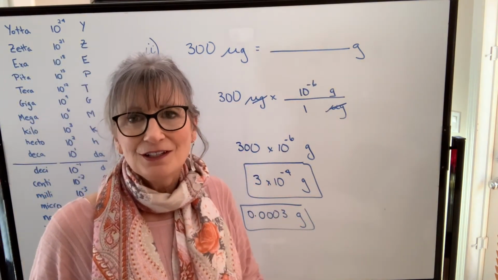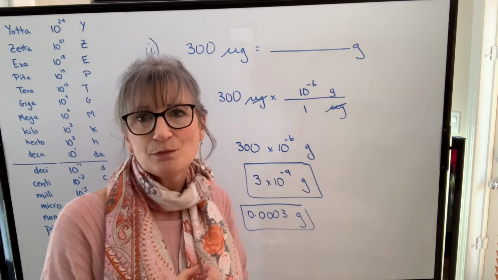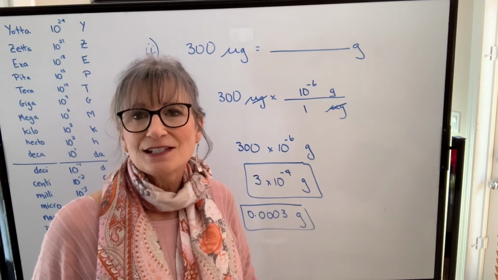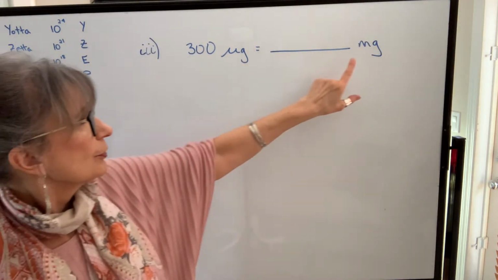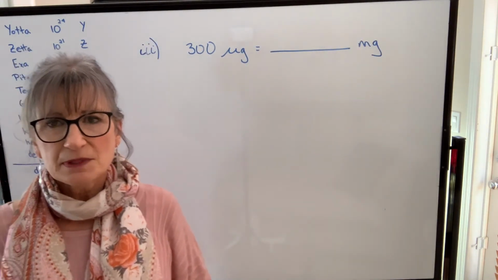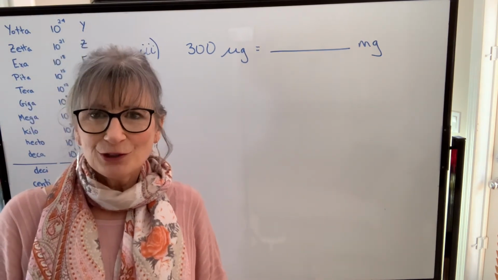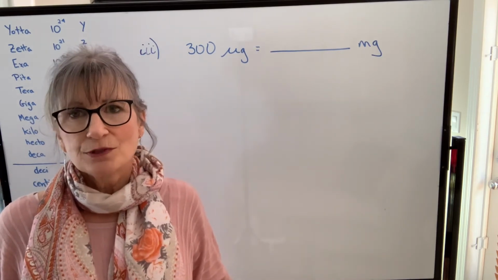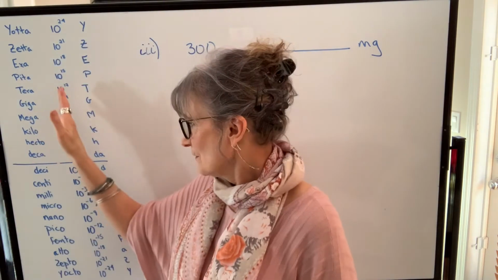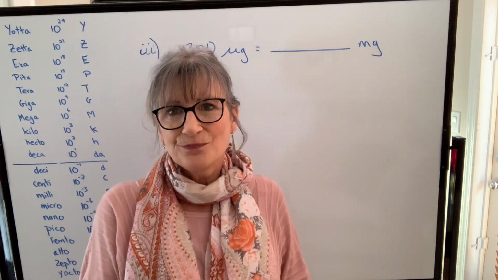But often you're going to be going from one prefix metric unit to another prefix metric unit. So let's take a look at how we would handle that. For example, 300 micrograms, we want to know how many milligrams that is. Now, if you want to figure out how many micrograms are in a milligram and then use that as your fraction, you certainly are welcome to do that. But I'm just going to stick with these prefixes, and I'm going to always go to the base unit first.